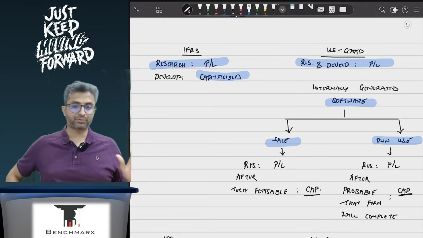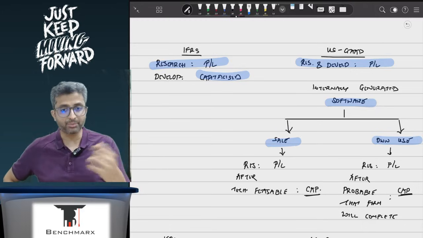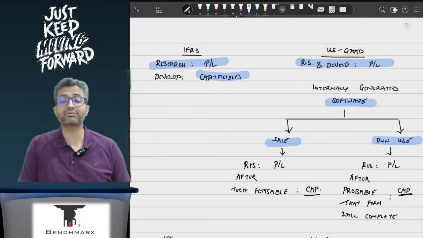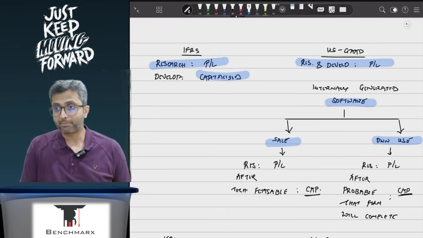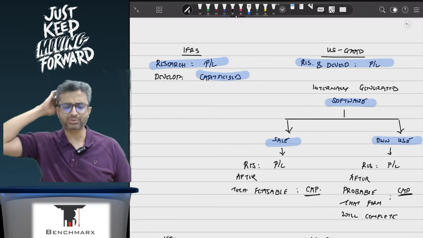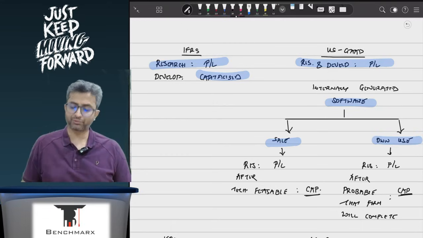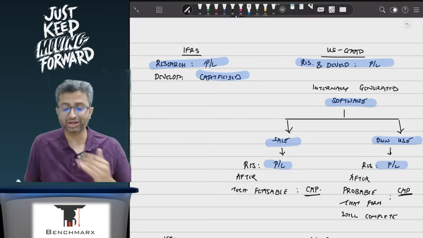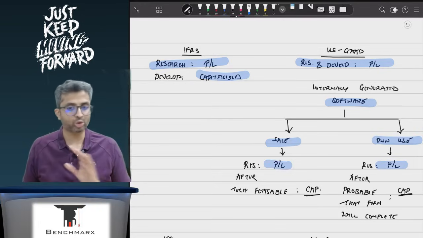But even if it is software, now US is considered to be kind of the hub of software innovation, and as a result, they've given a separate guidance, particularly for software, where they say that any expenses even in the research phase for software will go to the P&L account. So it does not matter whether software is for own use or for sale, it will go in the P&L account.